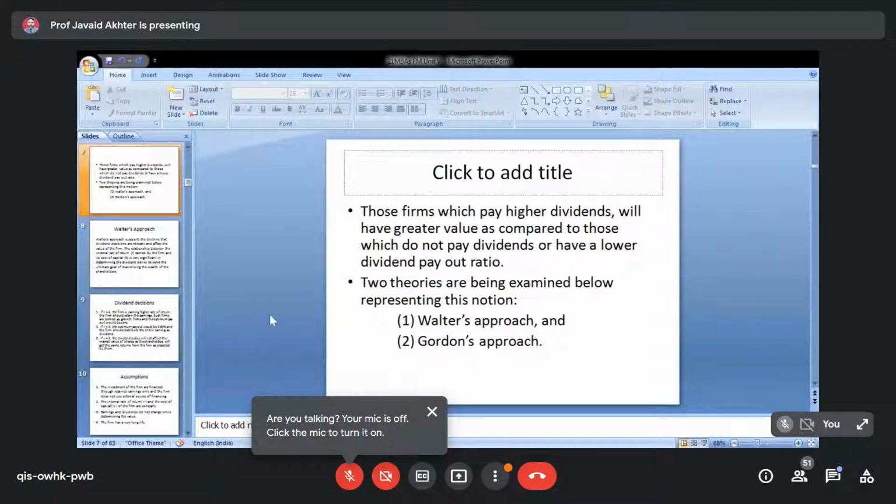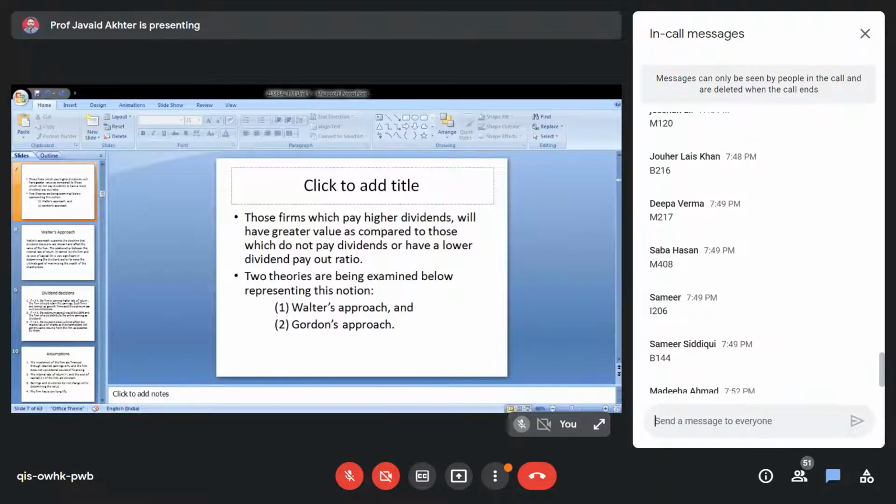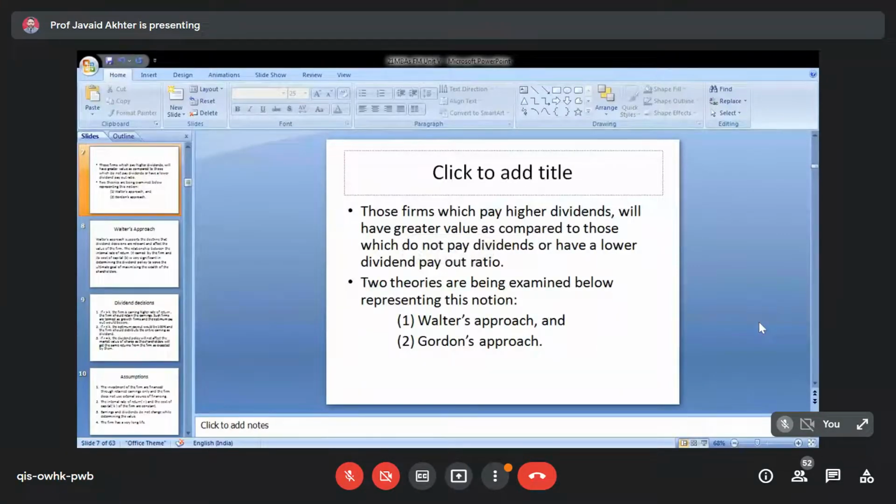Now here there are two schools of thought. How much should it pay and how much should it retain? There are two schools of thought. One school of thought says whether it pays something or does not pay something, it is immaterial. That is, paying dividend or not paying dividend, paying more dividend or paying less dividend has got nothing to do with the valuation of a company. This is one school of thought.